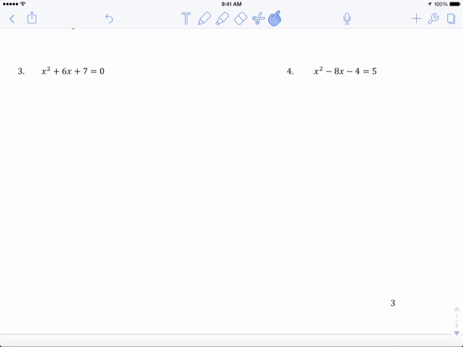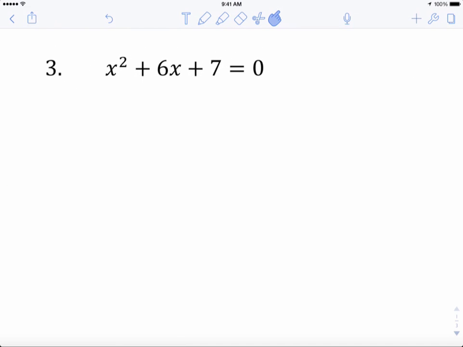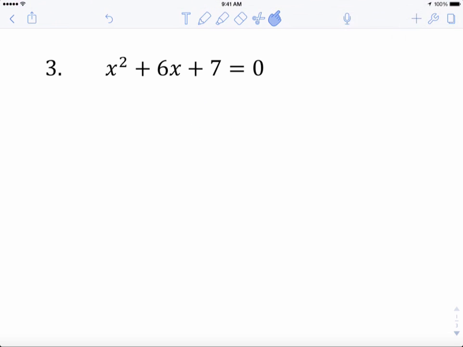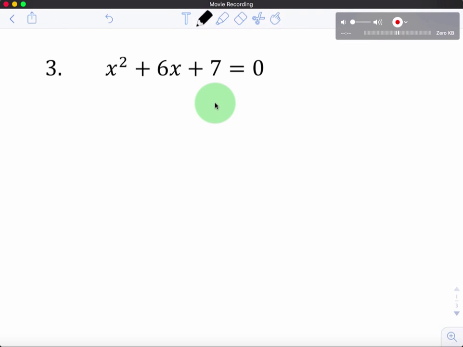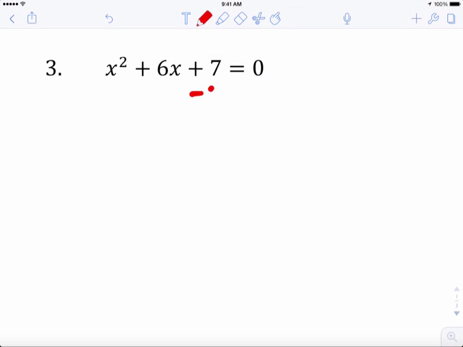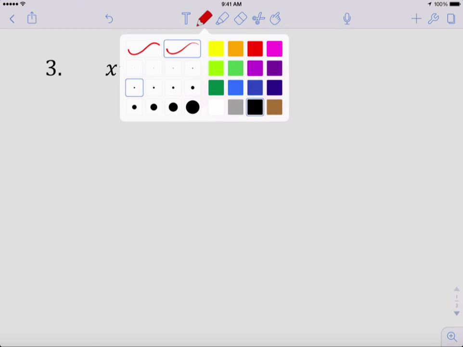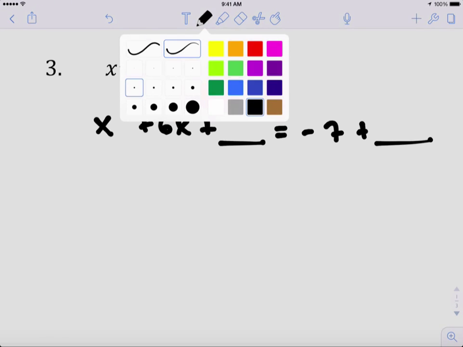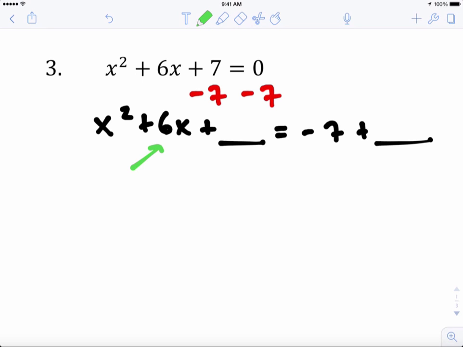Okay, so in this case, ooh, it looks like it might factor, doesn't factor. Womp womp. Okay, let's complete the square. I'm going to go ahead and subtract 7 from both sides, get rid of that constant term. X squared plus 6x, we know we're going to be completing the square, equals negative 7. What we do to one side of an equation, we do to the other. Half of positive 6 is 3. 3 squared is 9. I'm going to add 9 to both sides.